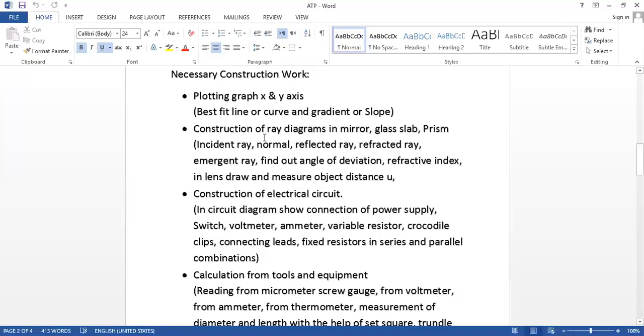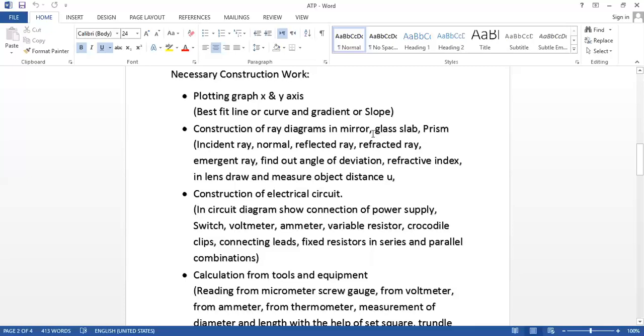Next work you will do in the paper is construction. In construction you will draw, first, I am talking about reflection. Reflection occurs from a mirror. So for a mirror you will draw a ray diagram. In the ray diagram of a mirror you must know about incident ray, normal, and reflected ray. In some questions you have to draw the incident ray, normal, and reflected ray.